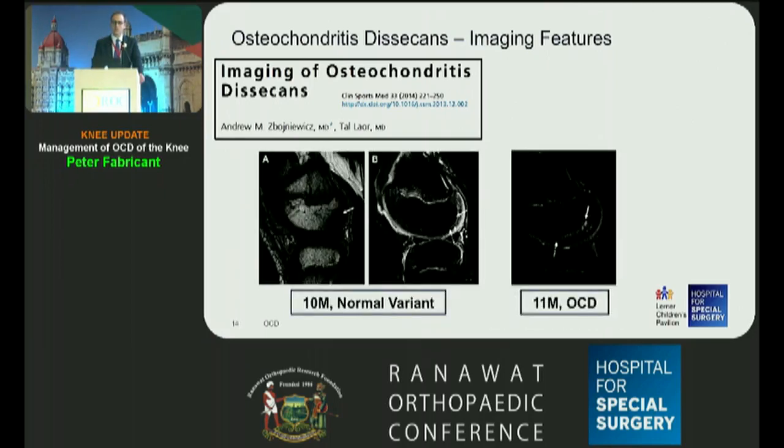So here's a 10-year-old with a normal variant. You can see in this middle image the subchondral plate appears totally intact, and that's not true of a similarly aged patient with an OCD lesion. So it's important to look on the MRI at the subchondral bone and see if it's normal or abnormal, because that'll tell you if it's an OCD or just a developmental variant.